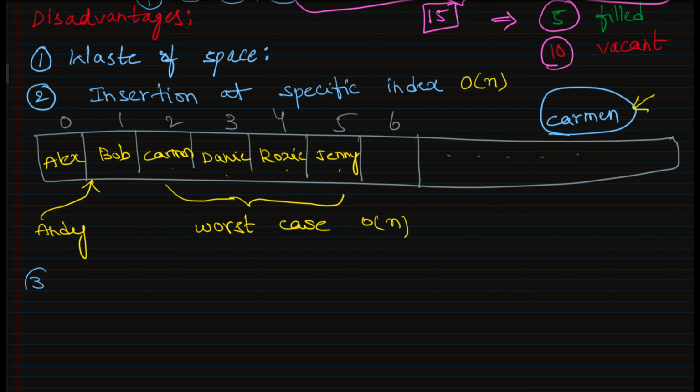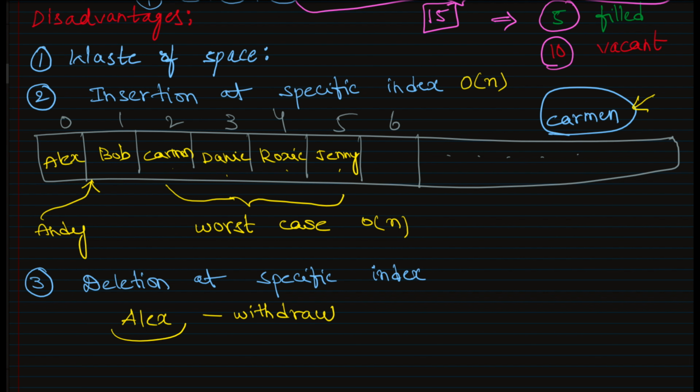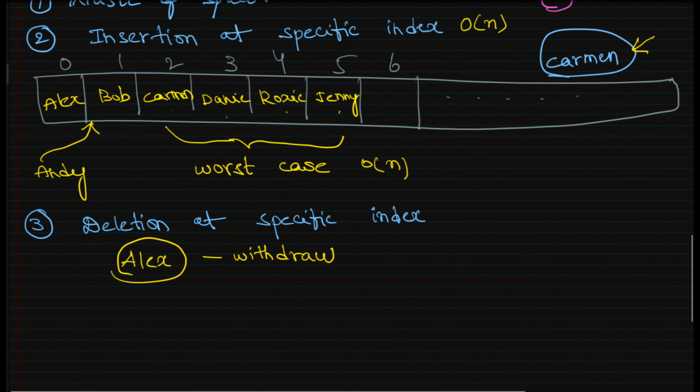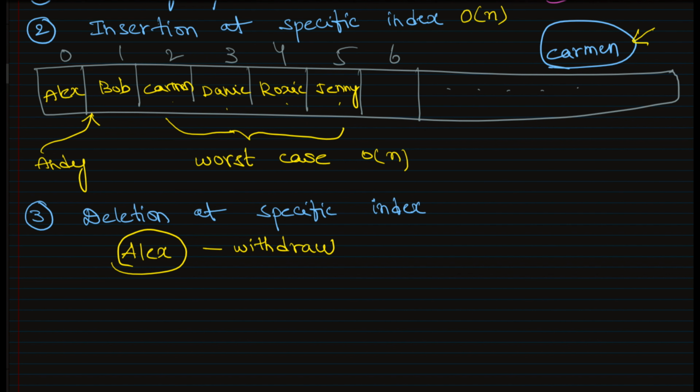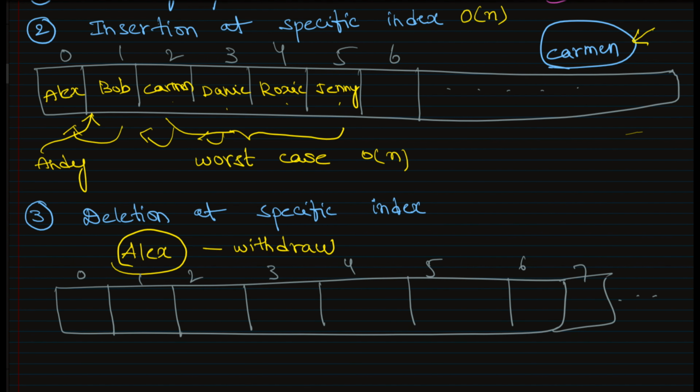What is the third one? Deletion, so deletion at a specific index. Suppose Alex wants to withdraw from the course, then we have to remove this element. If we remove this element, who is the first element in our array? Bob will be the first element. That means all the values will be shifted one position to the left. So Bob will come here, then Carmen. Again, this is the worst case scenario, because the first student itself wants to withdraw, which means all the values have to move one step before, which is again order of n, worst case.